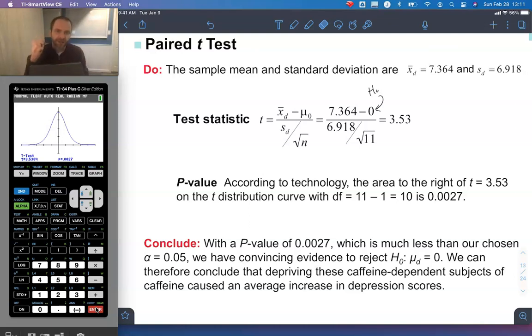We rejected the null, that there is no difference. That is what that first part is saying: we have enough evidence to reject the null, and we can conclude the alternative, that if we took caffeine away from people who are caffeine dependent, it did cause an average increase in their depression scores. Primarily, I want you to see how to use the technology and how errors appear. So pay attention to what you do in your calculator and how it affects things.